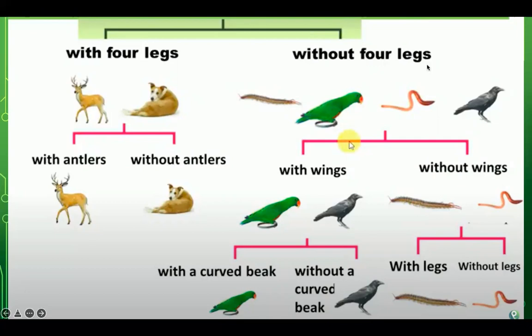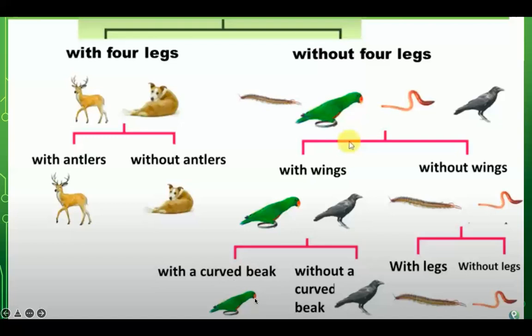Then you can divide that into 2 legs, and then with wings, without wings. With wings, parrot and crow. Without wings, these 2. Then with curved beak, without curved beak. Sorry, not braid, curved beak. They are not having it. So with curved beak, you can see the parrot has a curved beak.